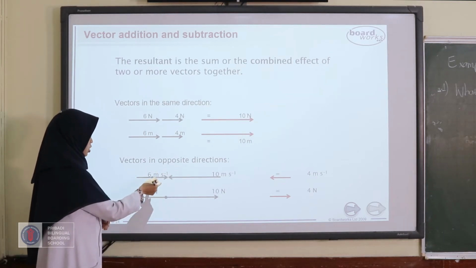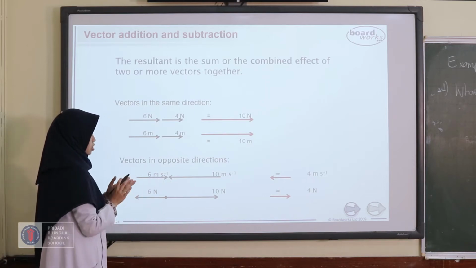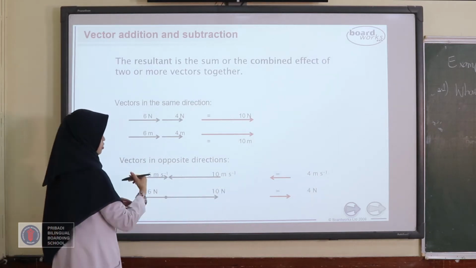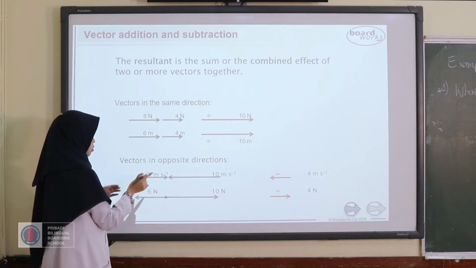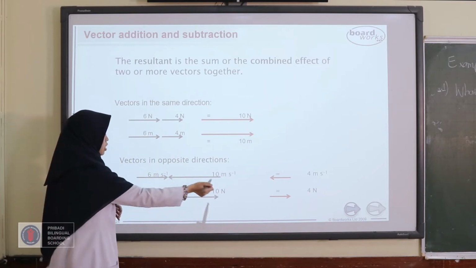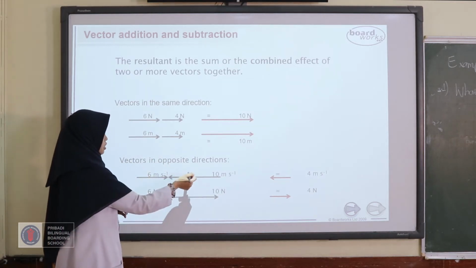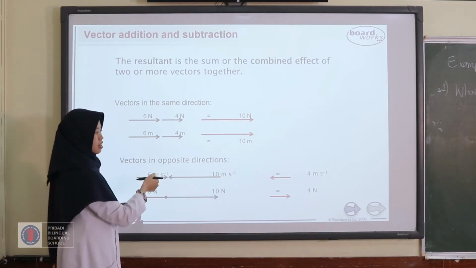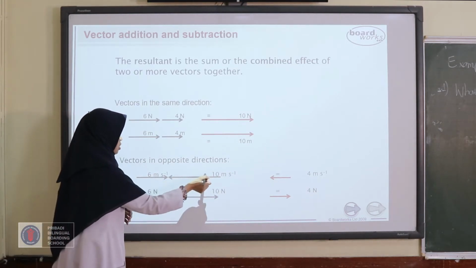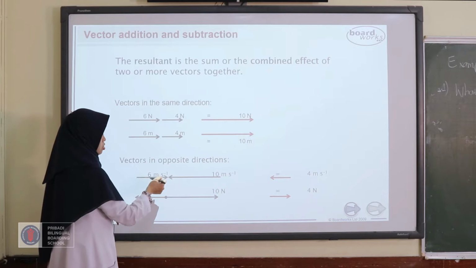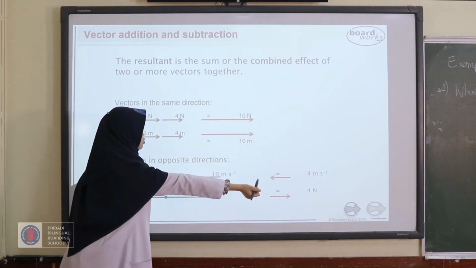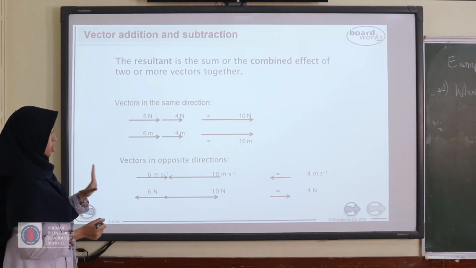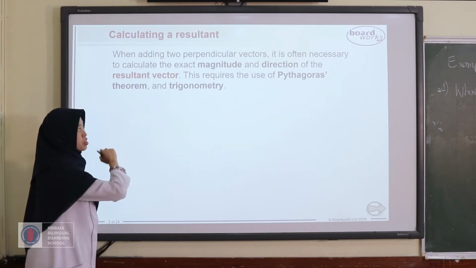For example, this one, 6 meters per second moving to the right side and 10 meters per second to the left side. So the one that moved to the right will be positive, and the one that moved to the left will be negative. So we will have 4 meters per second moving to the left, okay? Because this vector is much bigger compared to this vector. That's why the resultant will be pointing to the left direction. Okay, so it's very simple. Okay, let's move to the next slide.